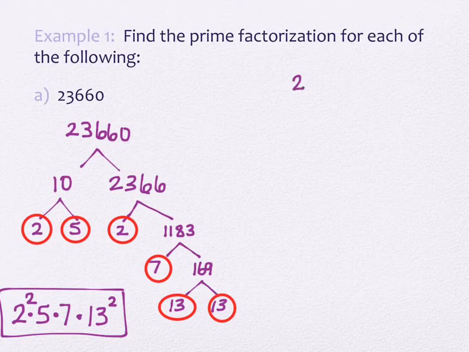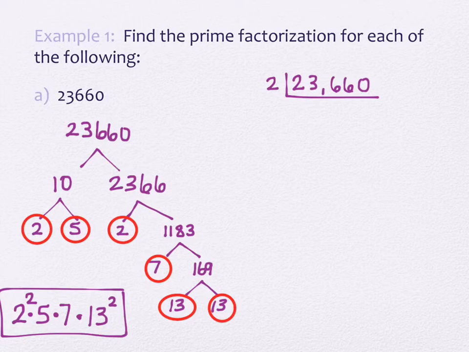So let me show you, for the little bit more OCD of you, another way of doing it. We're going to start with our 23,660, and we're going to divide by the smallest prime number possible. What is the smallest prime number that divides this? 2. And we're going to do our division upside down. Every time I do a division, there will be no remainder, because that's the whole point. I'm dividing by things that go in evenly. So, what is 23,660 divided by 2? 11,830.